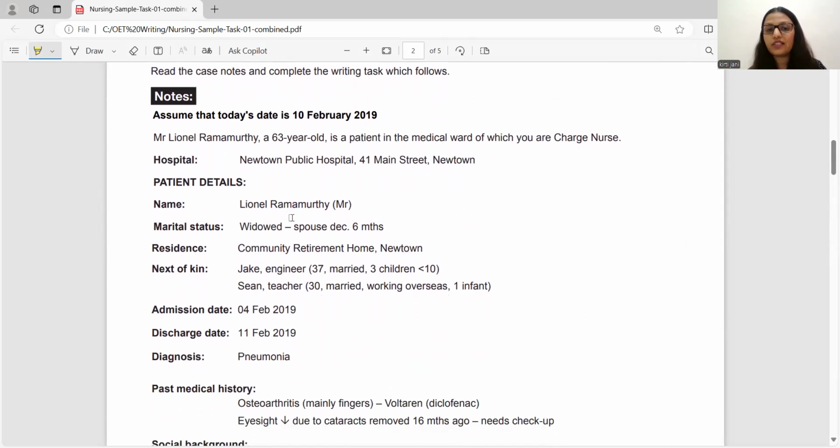Assume that today's date is 10th February 2019. Mr. Lionel Ramamurthy, a 63-year-old, is a patient in the medical ward of which you are charge nurse. So you need to start thinking that, okay, Mr. Ramamurthy is 63 years old. Start assuming a 63-year-old patient and I am the charge nurse. I'm looking after this patient. Hospital, Newtown Public Hospital, 41 Main Street, Newtown.